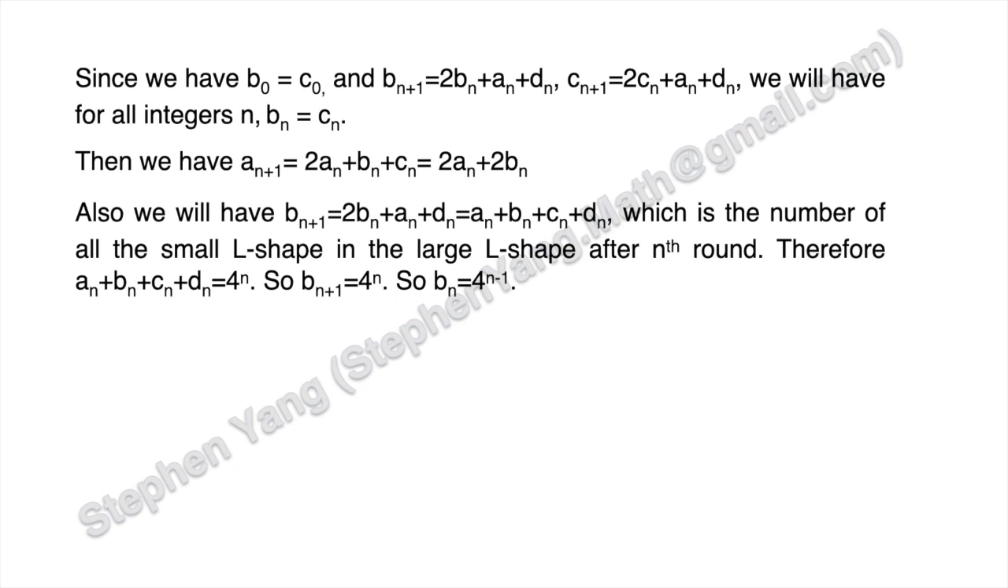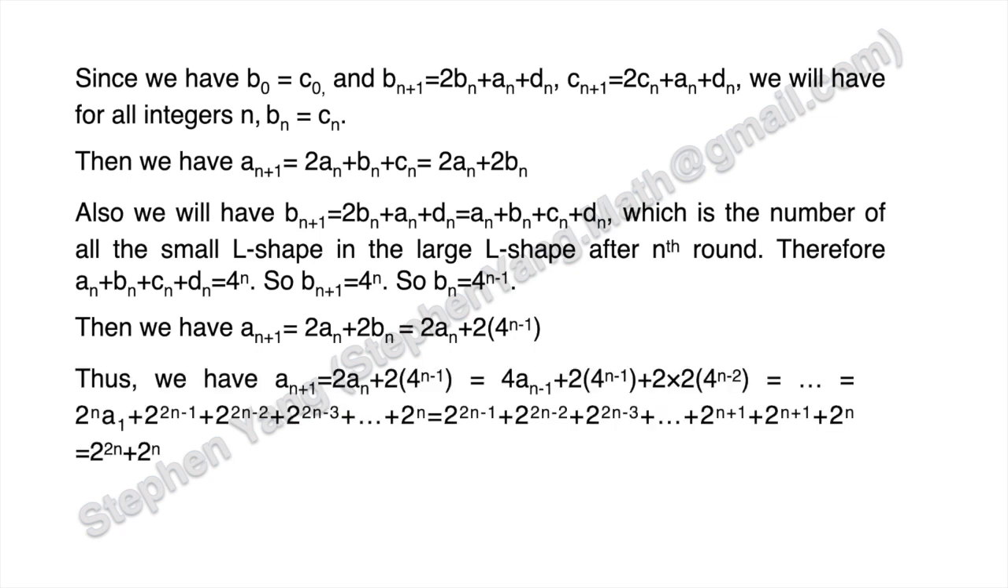And a_n plus b_n plus c_n plus d_n is just the number of small L shapes in the large L shape after the nth round. So then we have a_n plus b_n plus c_n plus d_n equals 4 to the nth power. So then we know that b_(n+1) equals 4 to the nth power, and so b_n equals 4 to the (n minus 1)th power. After that, we know that a_(n+1) equals 2 times a_n plus 2 times b_n, which equals 2a_n plus 2 times 4 to the (n minus 1)th power.